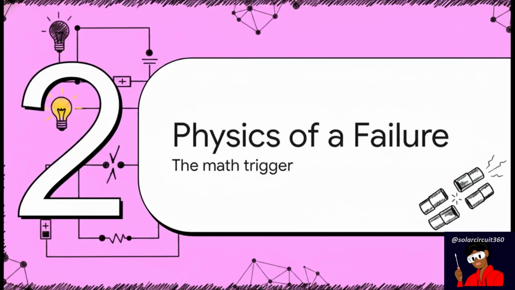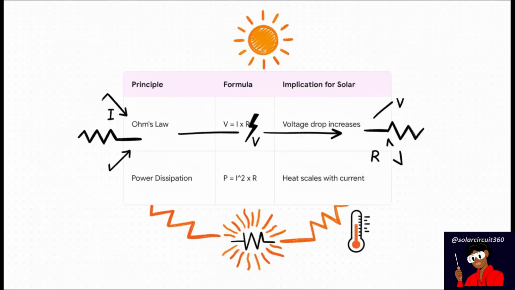That brings us to part 2, the physics of a failure, or the mathematical trigger. All right, so to really understand the danger here, we've got to look at the math behind what happens when a perfectly normal MC4 connector gets even slightly loose. First up, we have Ohm's law, which basically shows us that voltage drop increases directly with resistance. Makes sense. But the real kicker here is power dissipation. Power, which in this specific case is power lost as heat, equals the current squared times the resistance (P = I²R).